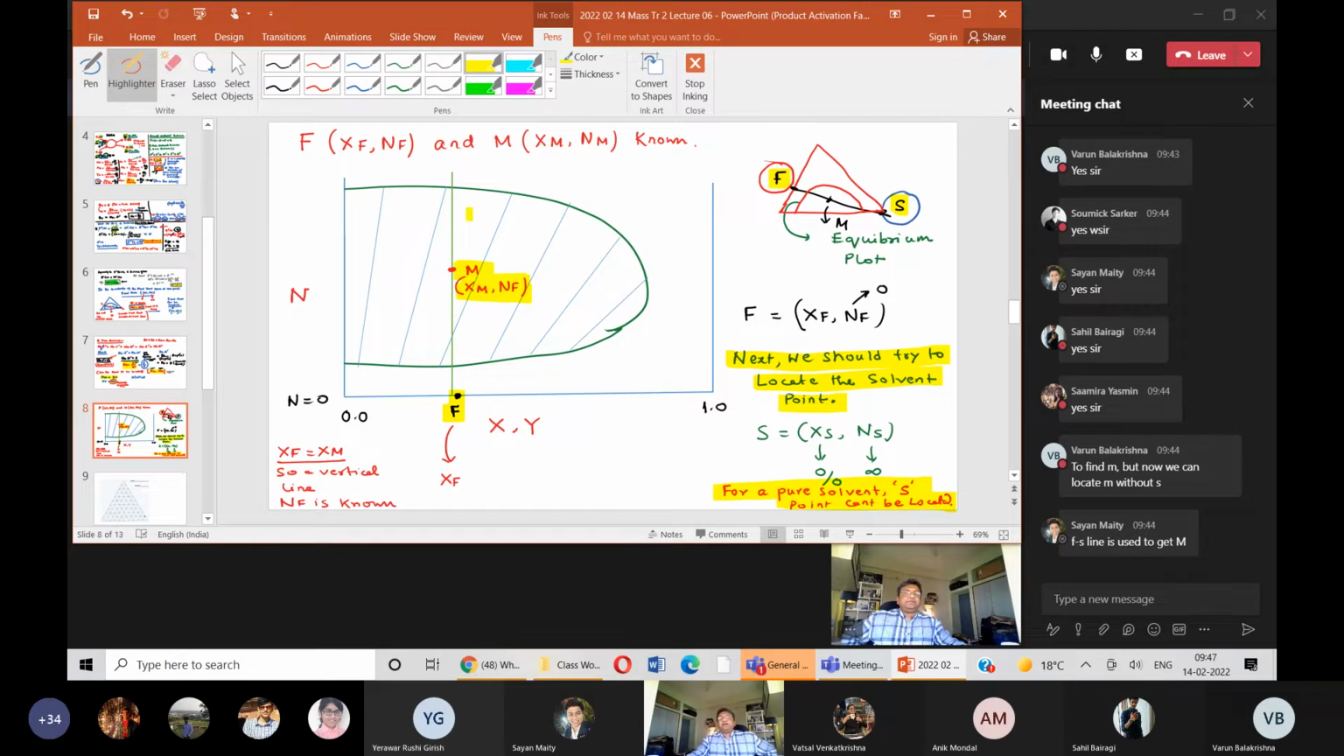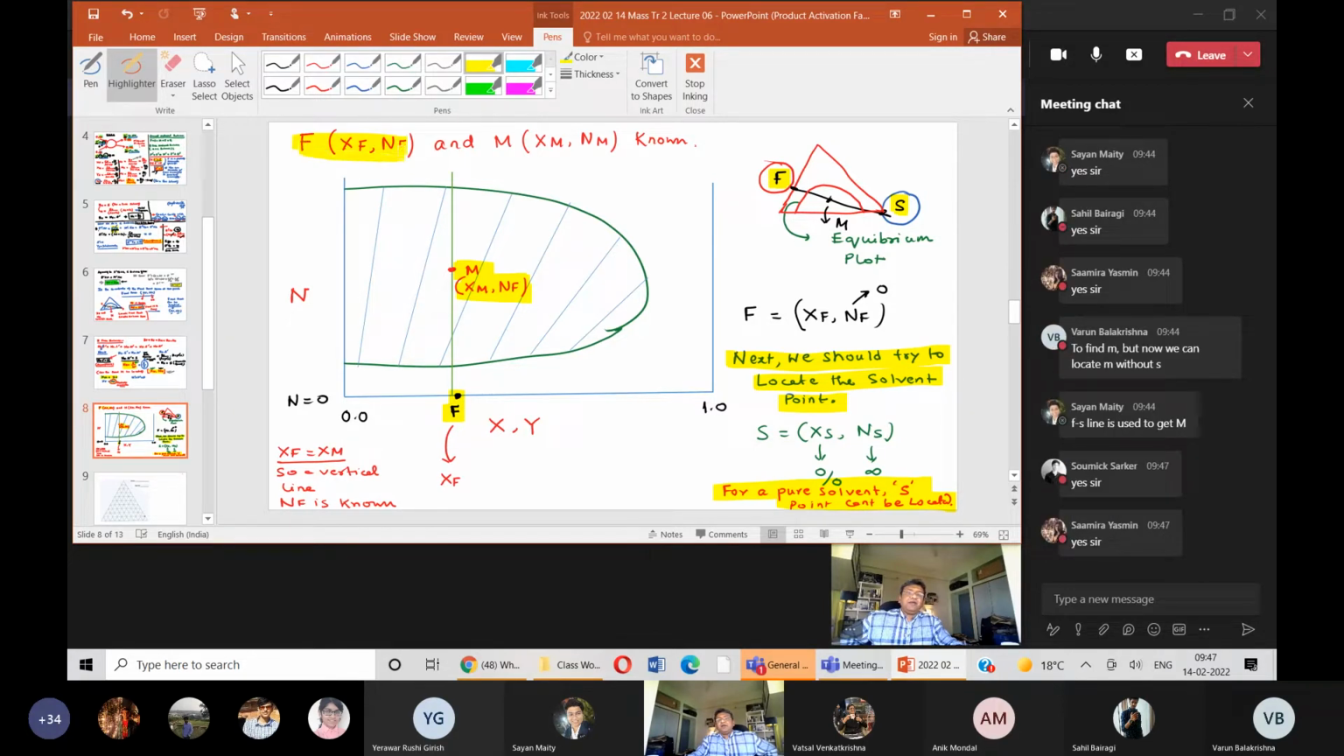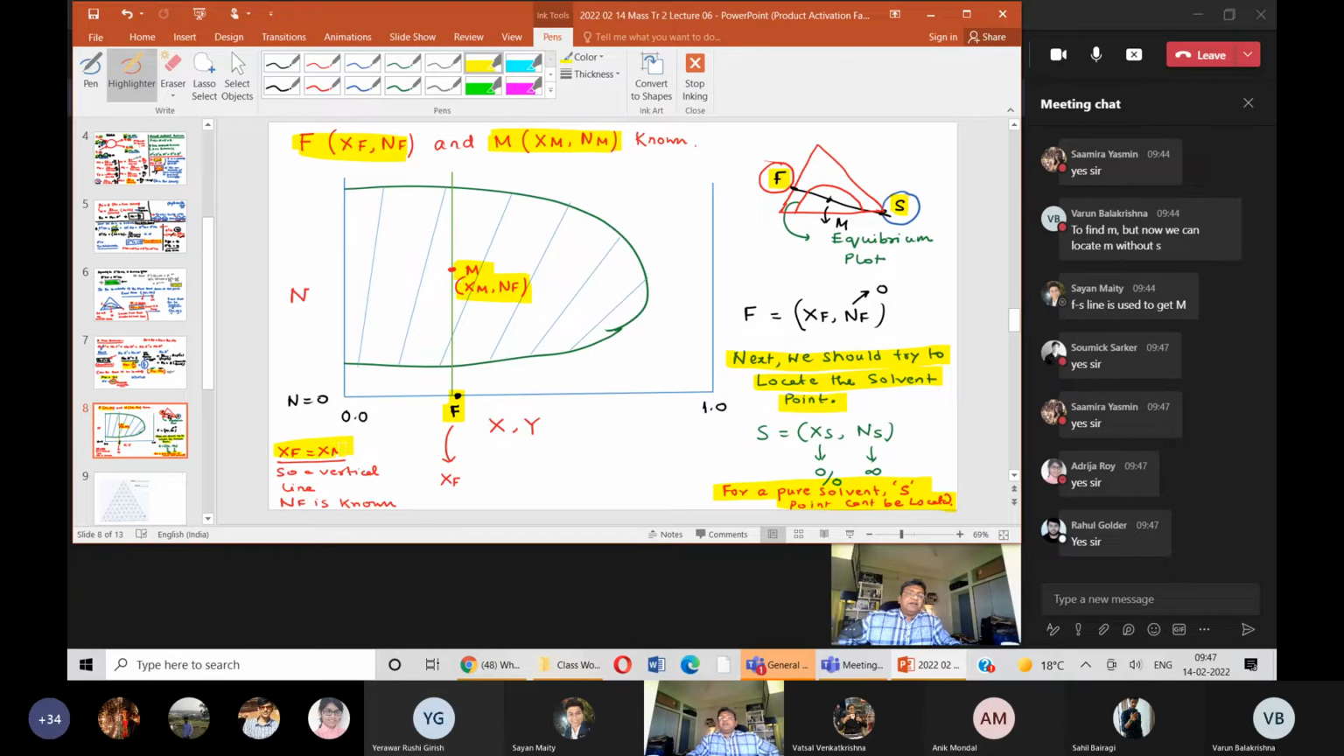Or in simple terms, we are now starting to plot the graph. XF is known, M is known. And it turns out how to get the point M: Xm is equal to Xf for a pure solvent. Therefore, it's going to be on a vertical line. And Nm, whatever is the value. Do I tell the class anything else? Or can the class handle it?